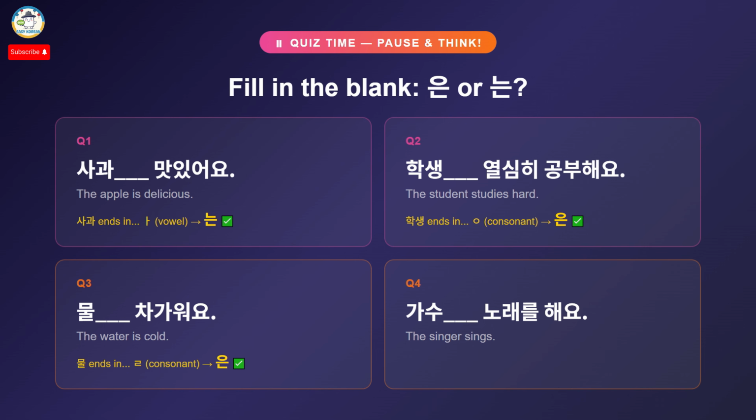물은 차가워요. 물 means water. It ends in 릴, a consonant, so the answer is 은. 물은 차가워요. And question 4. 가수는 노래를 해요. 가수 means singer. The syllable 수 ends in the vowel 우, no 받침. So we use 는. 가수는 노래를 해요. How many did you get right? Leave your score in the comments.